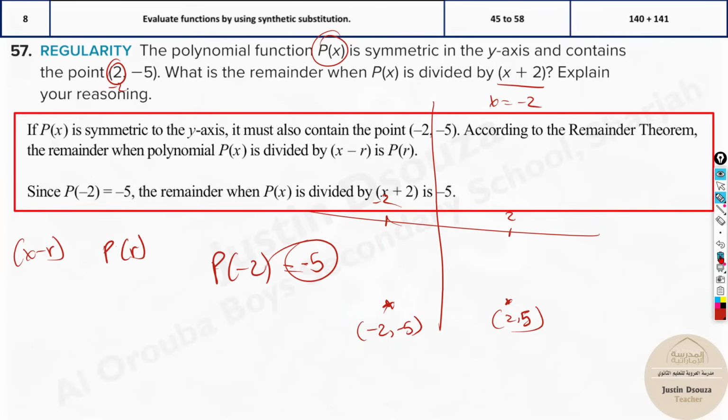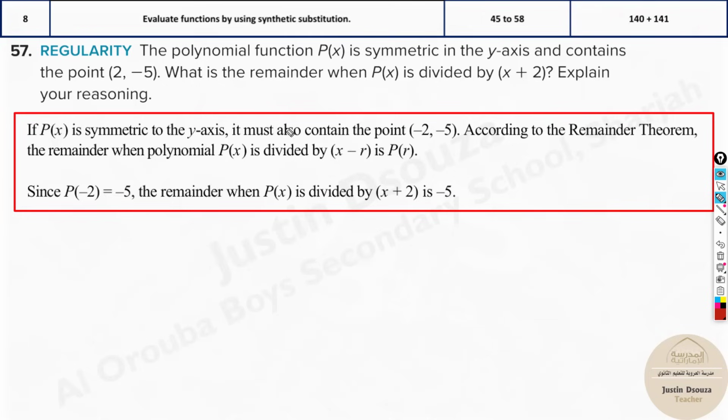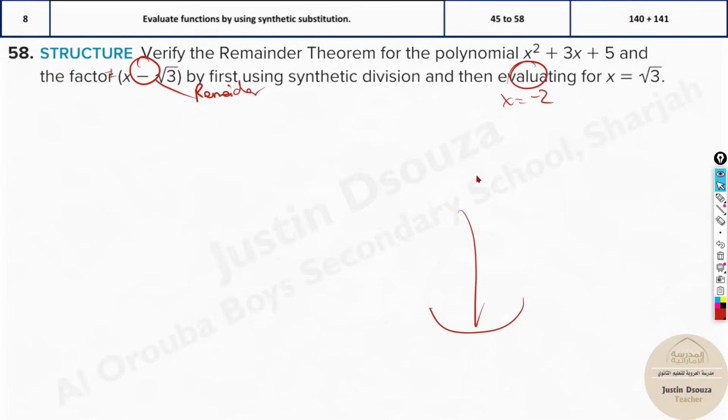So if at all you get such questions, you can do it directly. Now look, what is the value here? It is 2, but x is equal to minus 2. So what is the coordinate? This is symmetrical along the y-axis. That means the x value becomes plus and minus here, right? So what is this y value? That is the answer. This is the remainder. That's it. So the remainder will become minus 5. The concept is simple, but even if you're getting confused, just remember: see what the x value is, then what is the y value? That is the remainder. That's it.